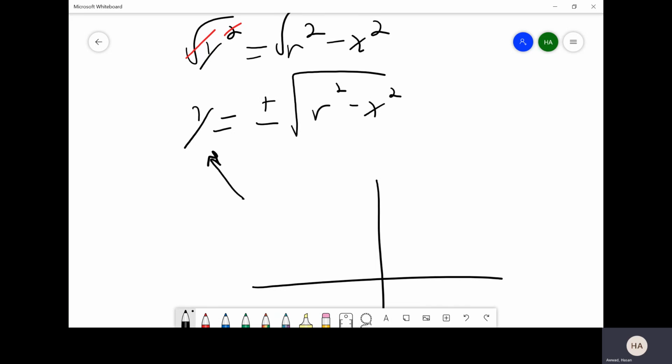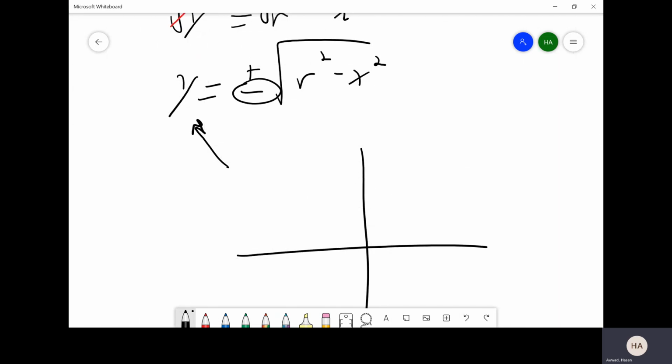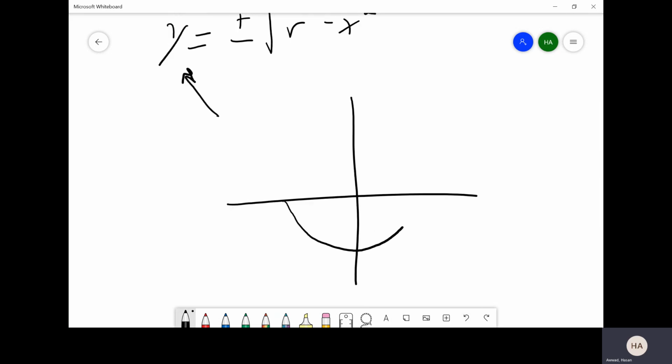So if we're talking about the positive value of the square root of r squared minus x squared, we're only talking about this semicircle right here. If we're talking about the negative square root of r squared minus x squared, then we're talking about the bottom half of that same circle that we started with originally. And again, what I want you to notice is that the radius of the semicircle would still be r.